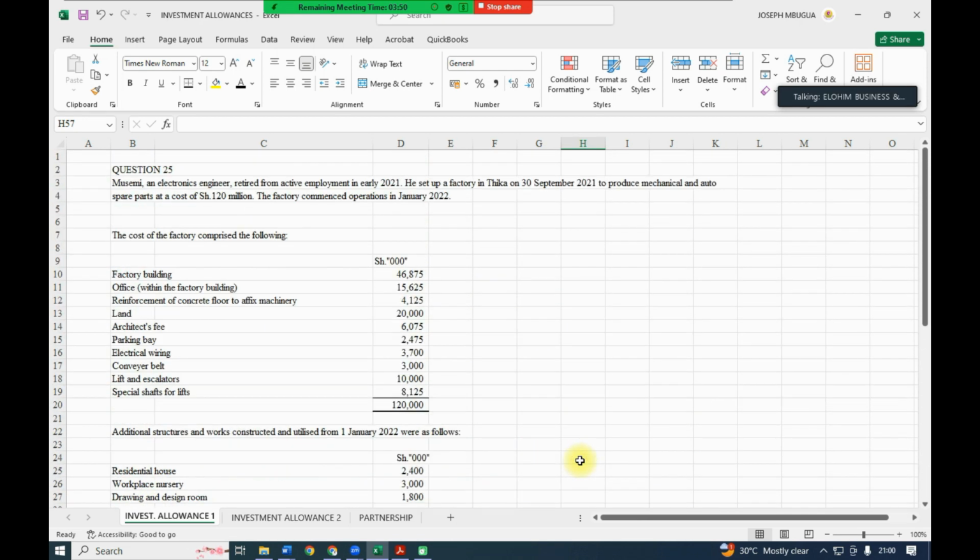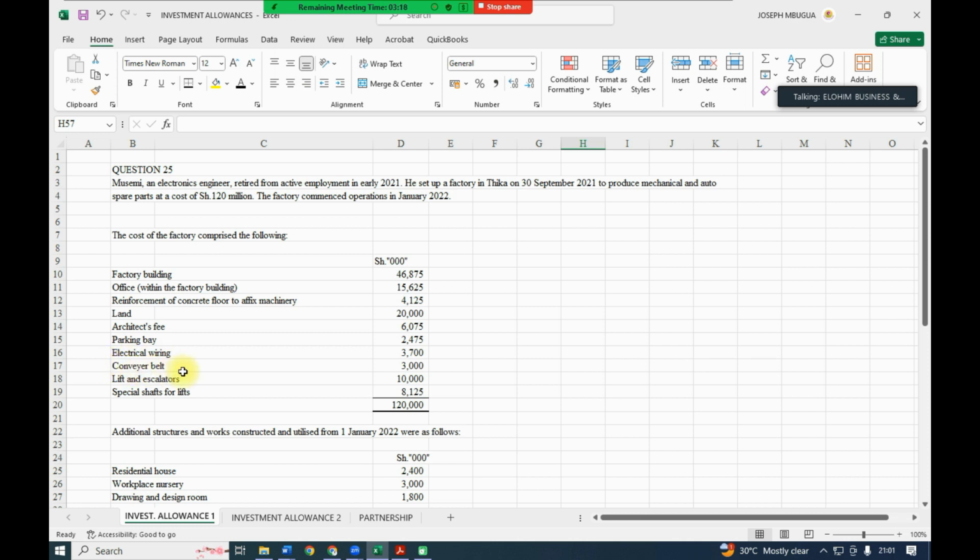Investment deduction. So we look at the factory, the cost of the factory, which was 120, but within the factory building itself, the factory building was 46. We had an office within the factory building, then reinforcement of concrete floor to affix machinery. This one should be part of machinery. Land does not. Architect certificate, parking bay, that one qualifies.